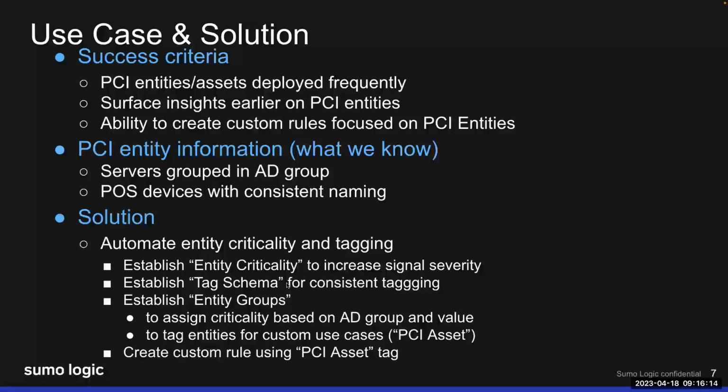Basically, what we'll do is create two specific groups: one to assign criticality based on AD inventory, because we know that our servers are grouped within Active Directory, and then another one to assign a tag for the point of sales devices. We'll call that PCI assets as an example. And then finally, we'll create a rule and see how we can leverage this specific tag that was applied to the entities, or the records for that matter.